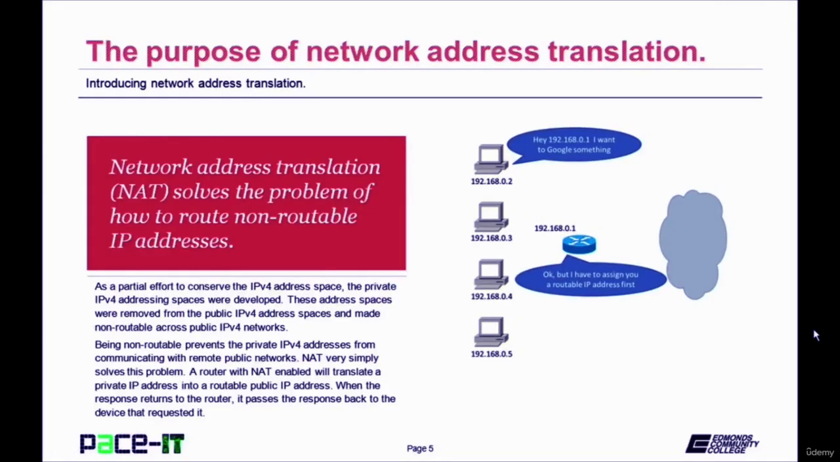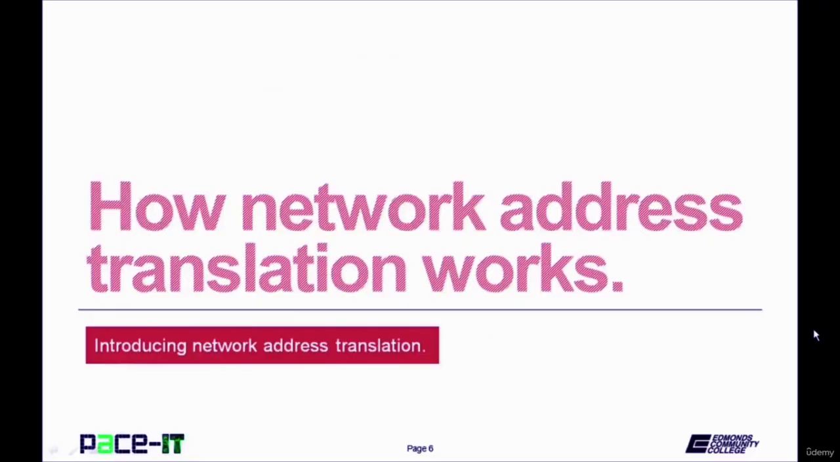NAT very simply solves this problem. A router with NAT enabled will translate a private IP address into a routable public IP address. When the response returns to the router, it passes the response back to the device that requested it. So now that we've covered the purpose, let's talk about how network address translation works.